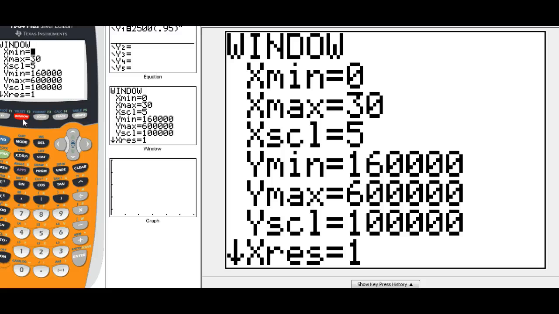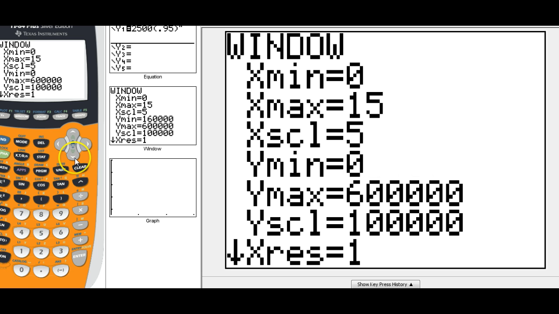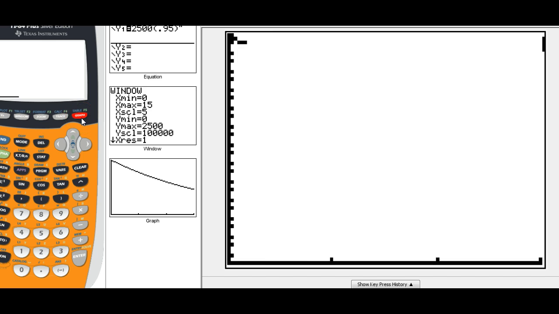Well, x is the number of years from June 2012. So start at 0 and go 30 years. Well, we just want to find 2017, which is 5 years. So maybe we don't have to go to 30. Maybe let's just go to 15 by a scale of 5 is fine. And our y minimum, well, we can get all the way down to 0 fish, and we're starting at 2,500 fish. So we're decreasing from 2,500 down to 0. Let's make our scale maybe 100. And there we go, our exponential decay.